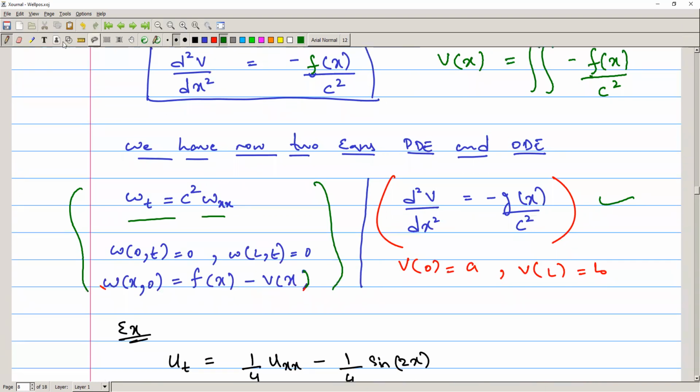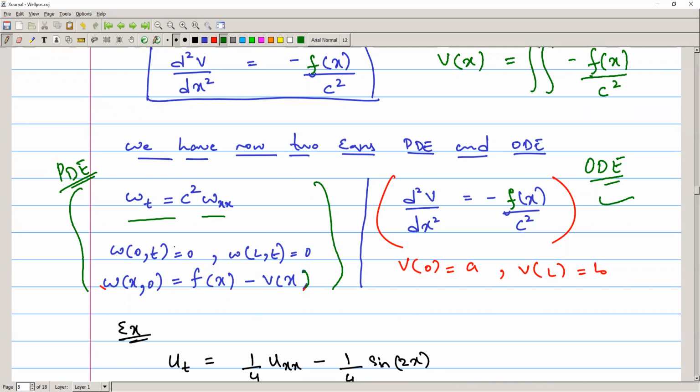So now we can see that we generated two equations. One is an ordinary differential equation and one is a partial differential equation. All right, so here we can see that this is an ordinary differential equation and this is a partial differential equation, right? So the sum of the solutions will be the solution to the heat equation, the actual solution, right?